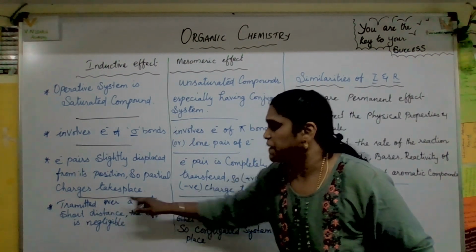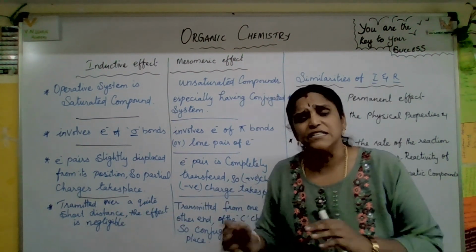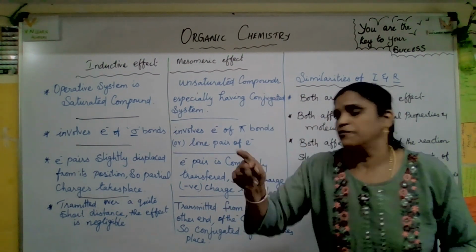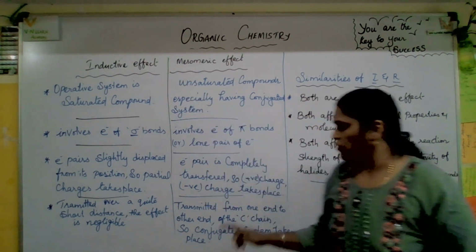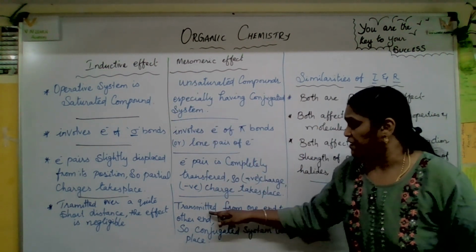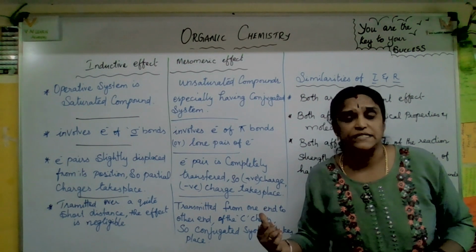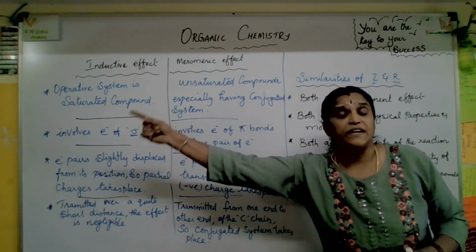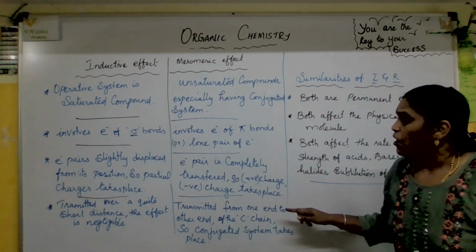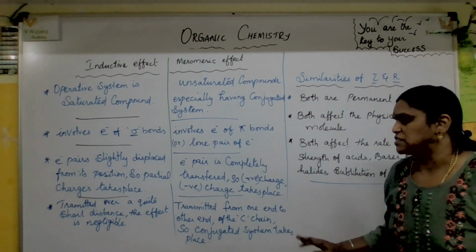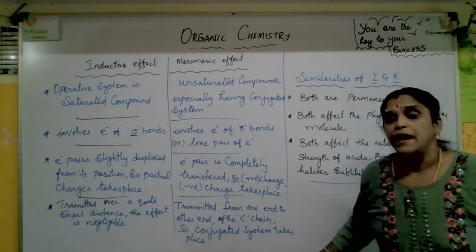Now the next point, in the inductive effect it is transmitted over quite a short distance. This effect is actually negligible over a very short distance. Whereas the mesomeric or resonance effect is transmitted from one end to the other end, like vinyl cyanide, which we went through last time. That is from one end to another end, negative on this end, positive on that. It is transmitted from one end to the other end of the carbon chain. So a conjugated system takes place here. In the inductive effect it is negligible, but here the conjugated system has taken place.